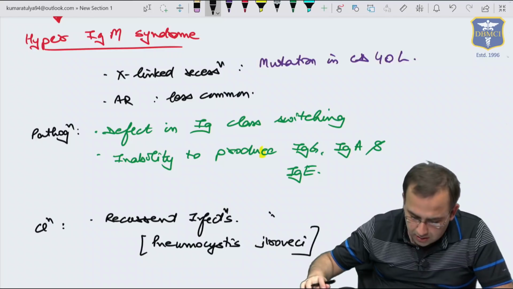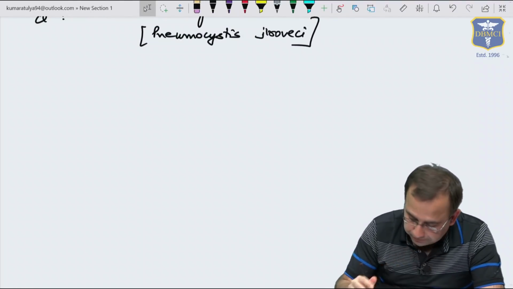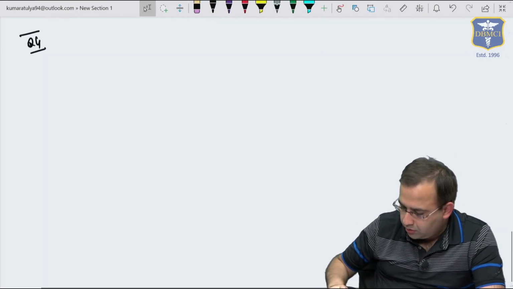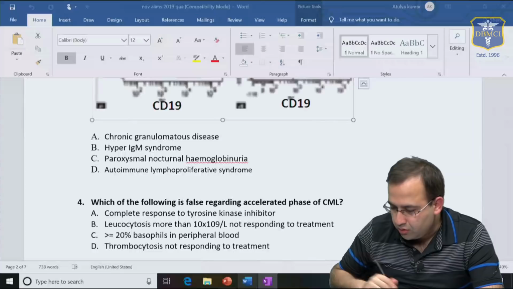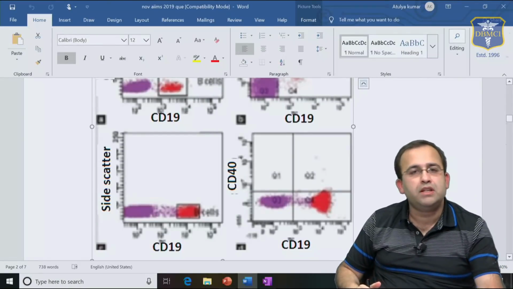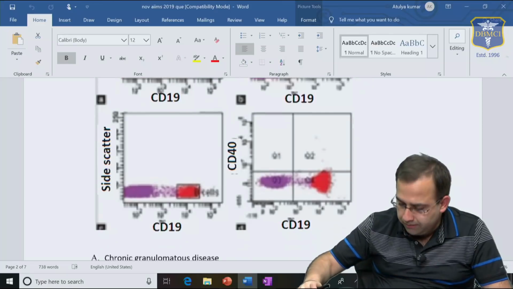This gets us to our next question, that is question number 4. So I'll consider this dot plot flow cytometry as an application based good question, and such questions are the ones which get you a rank.